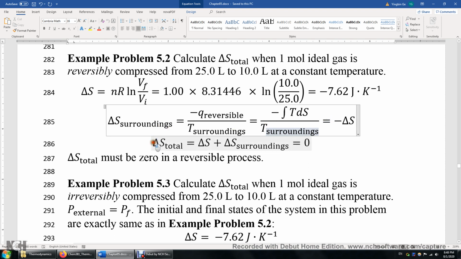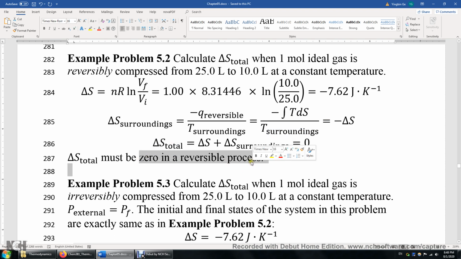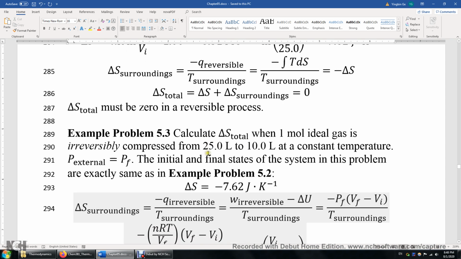The entropy change of the universe is 0 in this reversible process. Again, the entropy change of the universe is always 0 if the process is reversible. Now let's look at another example problem. This time the compression is irreversible and P external is equal to the final pressure of the system. So how can we compute the entropy change of the system and the entropy change of the surroundings?